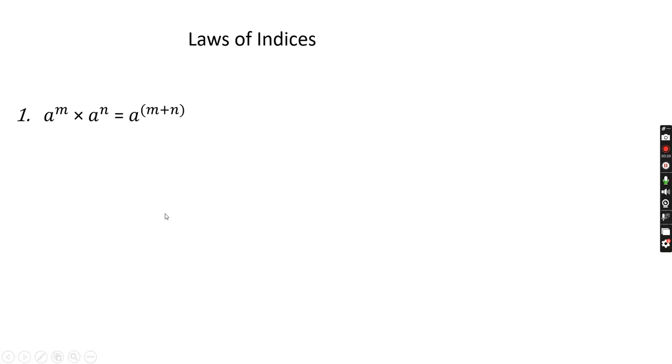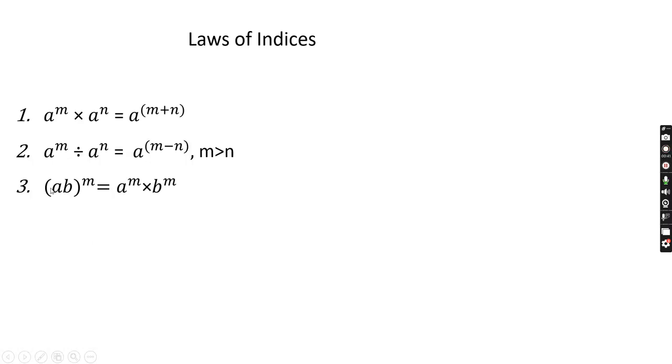Look, first law, as we know, a to the power m into a to the power n equals a to the power m plus n. Base same, we have to add the power. And second law, we know that base same, here, look, we are going to divide, then we have to write only one base and we have to subtract the power.